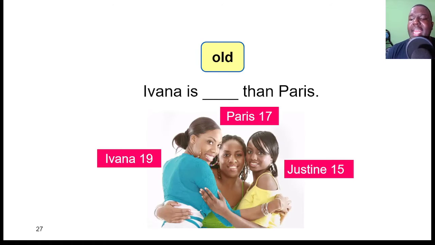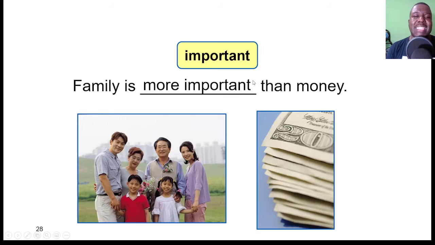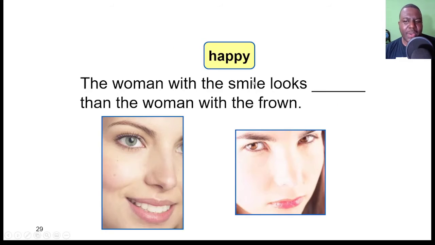Ivana is than Paris, and the adjective is old. How do we make the comparative, guys? We have that Ivana is 19, Paris is 17, and Justin is 15. So Ivana is older than Paris. Excellent. Older. So er. Family is important than money. So how do we do that? Yes, excellent. We put the word more. More important than money. So let's go to the next one.